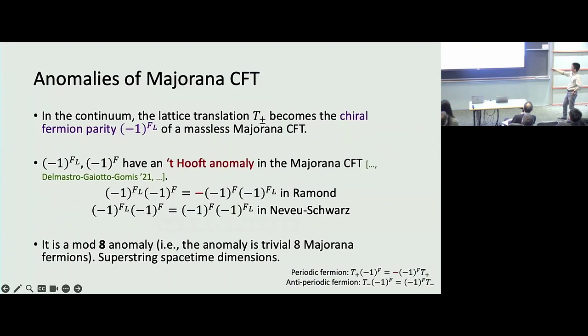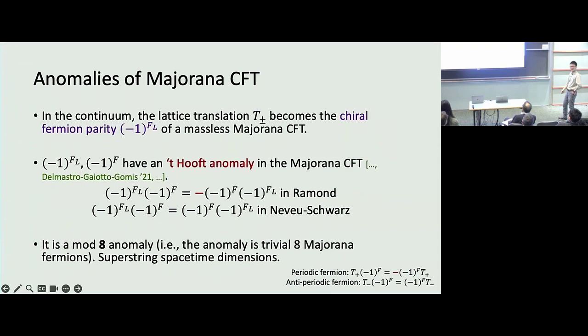The lattice translation, on the other hand, becomes the chiral fermion parity that flips only the sign of the left-handed Majorana, but not the right-handed Majorana. And it is known that (-1)^F left and (-1)^F have a Tachikawa anomaly in the free Majorana CFT. In fact, this is the anomaly. This anomaly is mod 8, meaning that you have to have 8 Majorana fermions for the anomaly to cancel.